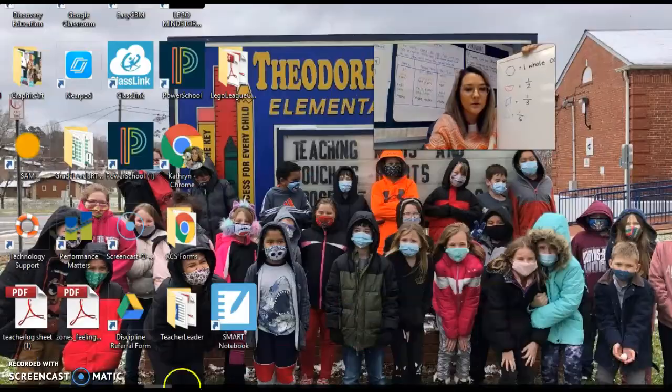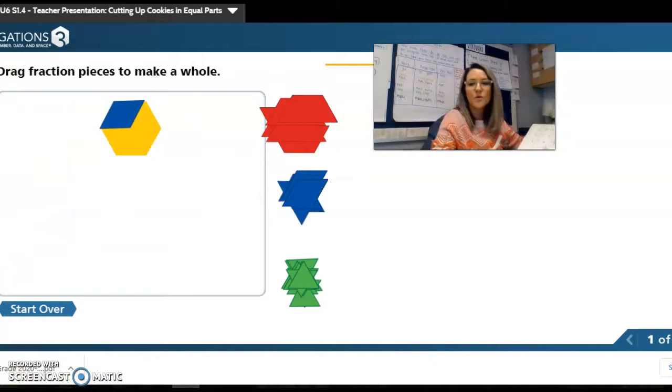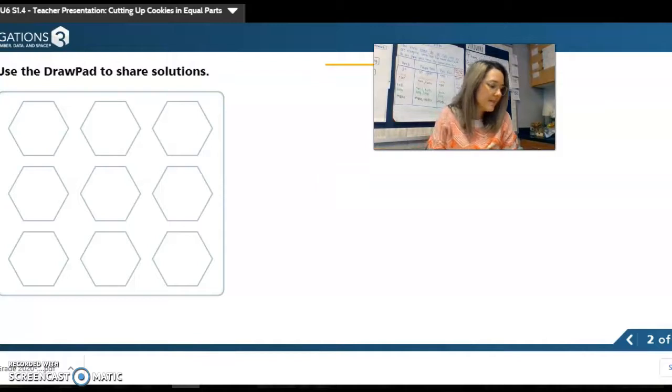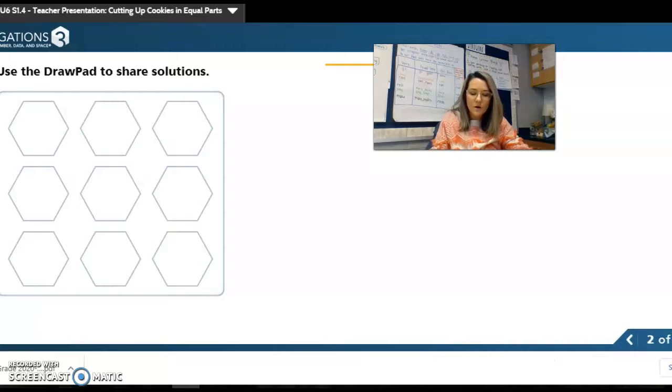Now, what you are going to do is you are going to have a whole page of hexagon cookies, and they represent 1 whole. And your task is to find as many different combinations as you can of red, blue, and green pattern blocks that will cover a whole yellow hexagon cookie exactly. You can combine a few different shapes to cover a hexagon cookie, or you can cover a hexagon cookie with just one kind of shape. While you're working, check to make sure each of your solutions are different, okay?